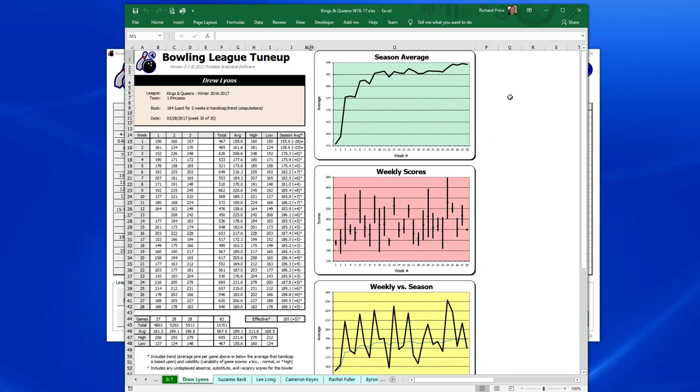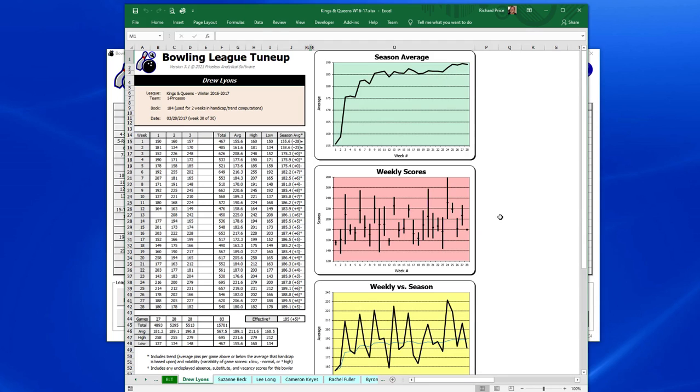We have bowler performance graphs that can make it a lot easier to understand the bowler's performance that season than just looking at a bunch of numbers in a grid. This top graph is the season average. It shows that Drew steadily increased his average over the course of the season.